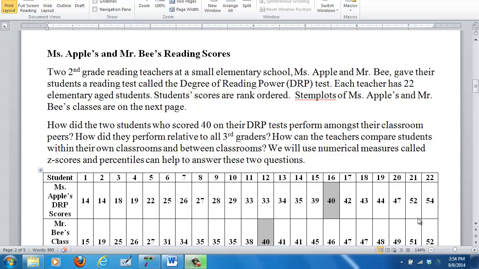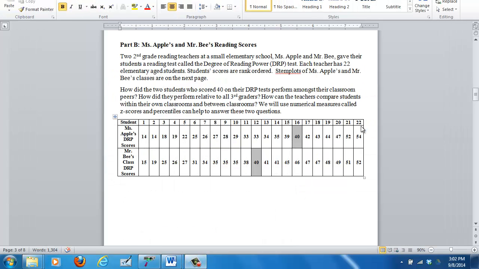You might want to take a minute or two to pause the video and read the intro to the data sets that I have below regarding the degree of reading power test. At that time, if you want to start it up again, I'll talk a little bit about these data sets.